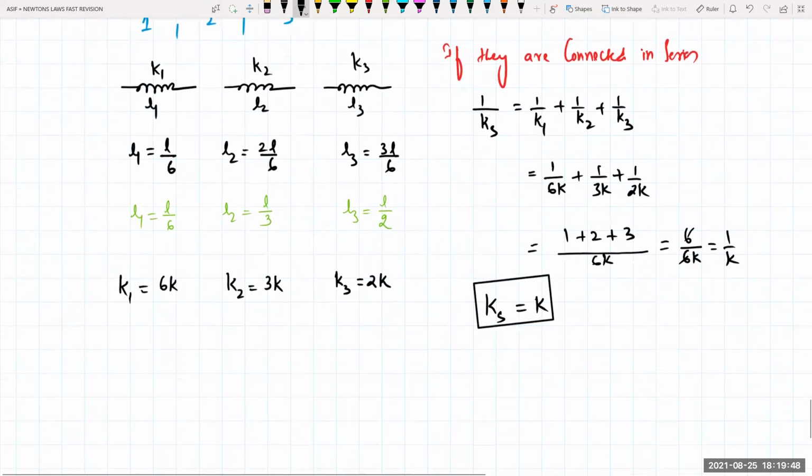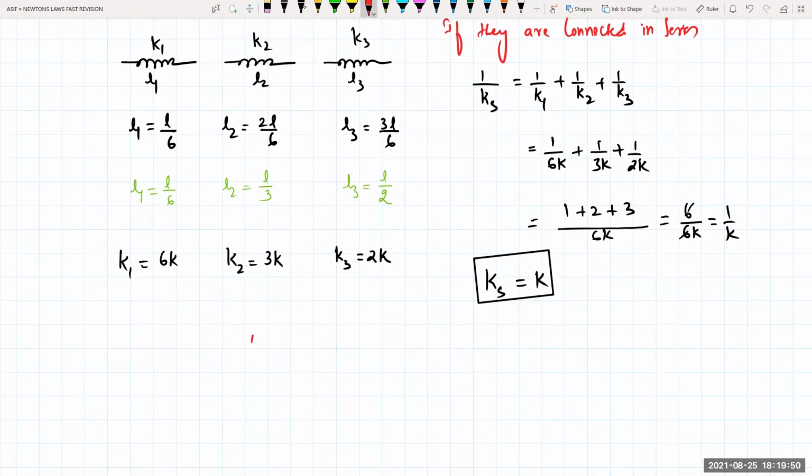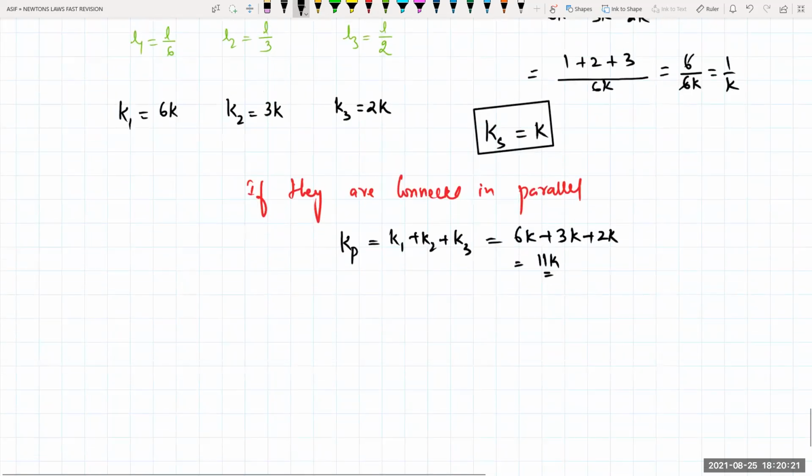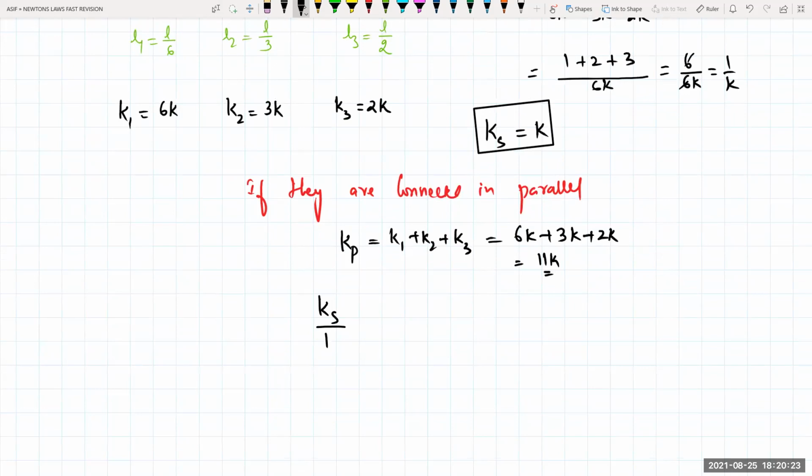Now, if they are connected in parallel, then what happens? It is the sum of all: 6K plus 3K plus 2K. If all of them are connected in parallel, K effective will become how much? K in parallel will be equal to K1 plus K2 plus K3. K1 is 6K plus 3K plus 2K. And how much does this become? 11K.